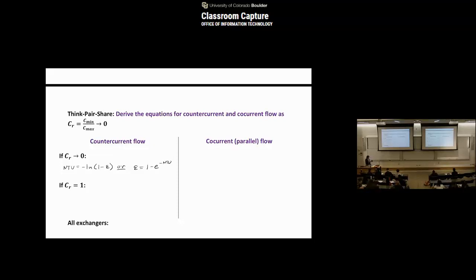Does anyone want to shout out what the formula is for the case of co-current flow? Oh, sorry, I didn't get that one yet. Oh, no worries. Did anyone get it? Anyone other? Okay, Aiden. I got that it was the same as... Exactly. You can have a watermelon. So NTU is equal to negative natural log of 1 minus epsilon, or epsilon is equal to 1 minus e to the negative NTU. And if you guys in the back didn't hear my insightful friend, these equations are exactly the same.